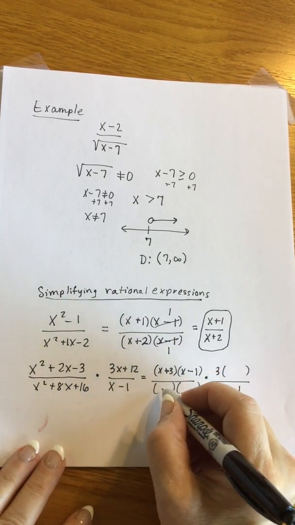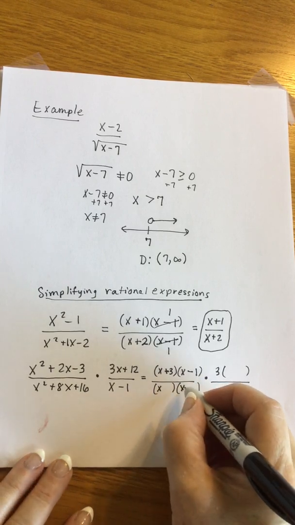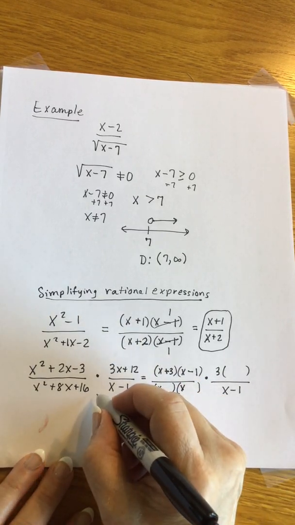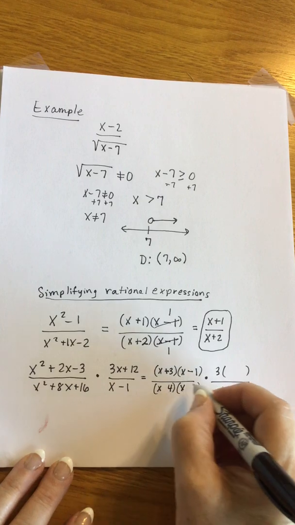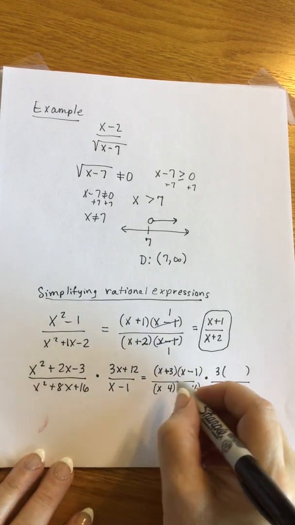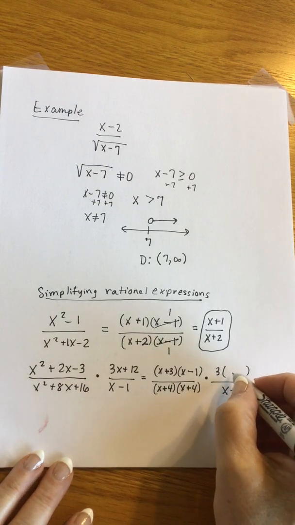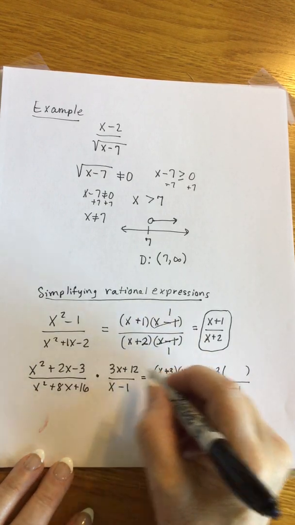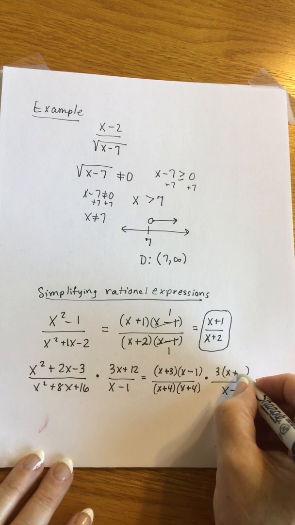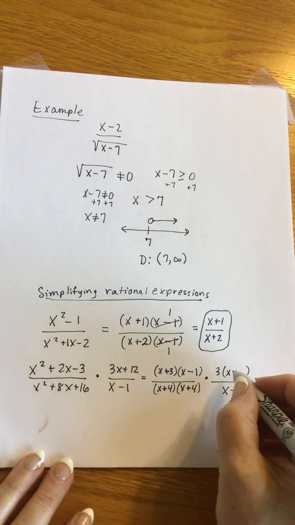The next one on the denominator, I've got x and x. Factors of 16 that add to be 8 would be 4 and 4. Since it's plus plus, then this has to be plus plus. So when we take the 3 out, we distribute a 3 out of here, we have x. Distribute a 3 out of the 12, we have 4.